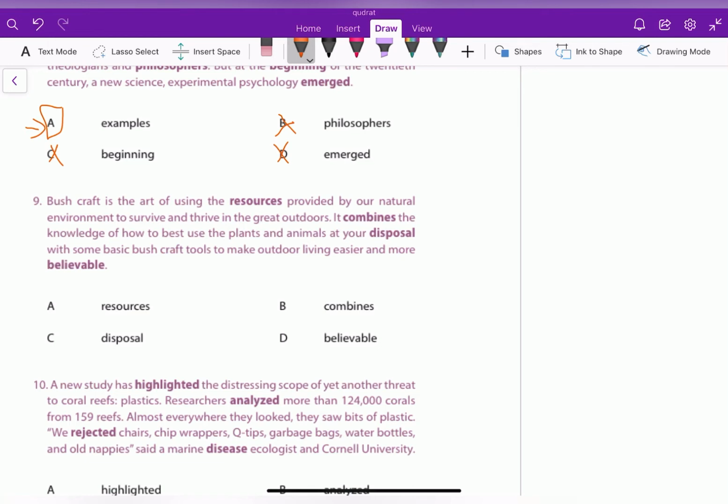Well, honestly, we can choose believable right away. We can choose D right away because that doesn't make sense in the context, right? With some basic bushcraft tools to make outdoor living easier and more believable. No, because you're not trying to just persuade others that you know how to take care of the bush and have some bushcraft. No, you're trying to actually learn it, and you're trying to actually make it easier for you and more feasible to be a bushcrafter. So we can automatically say that D is the answer.